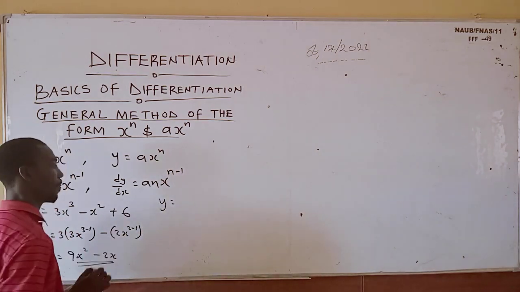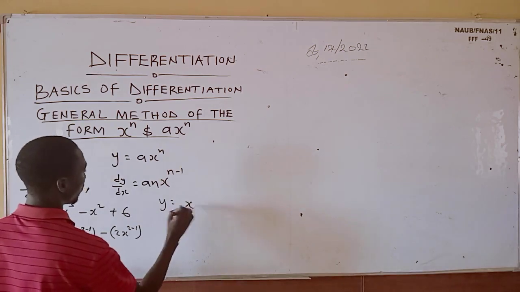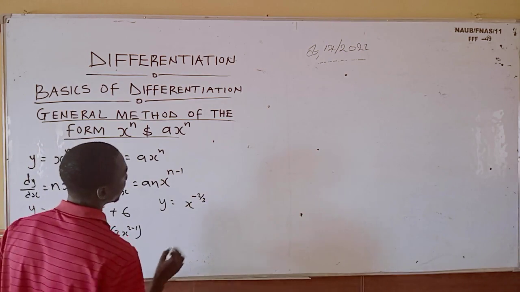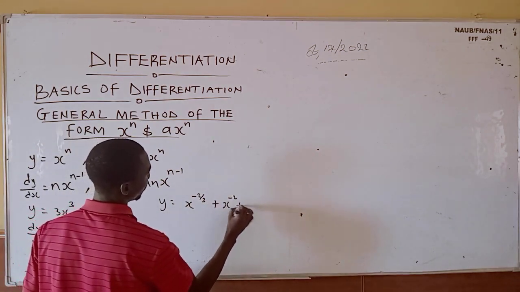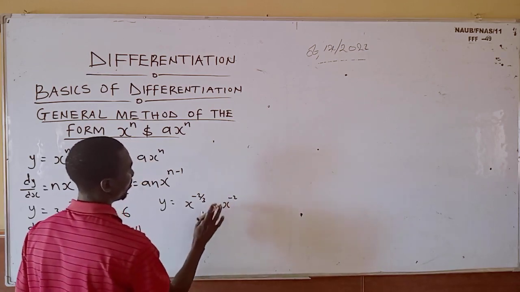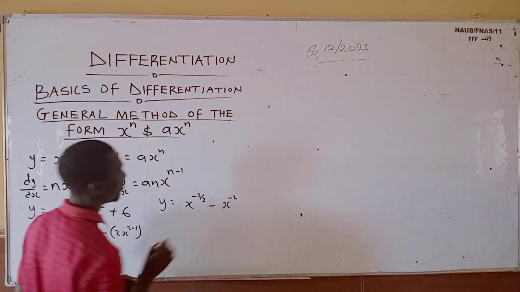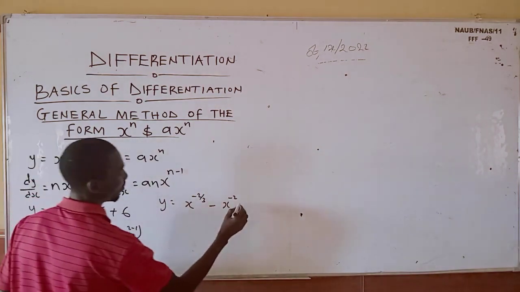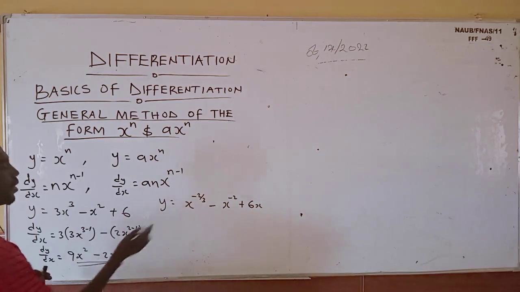y equals s to the power of minus 2 over 3 plus s to the power of minus 2 plus 6s, let me use minus. Okay, let's do this. We'll take one more example. Okay, so now let's differentiate this.